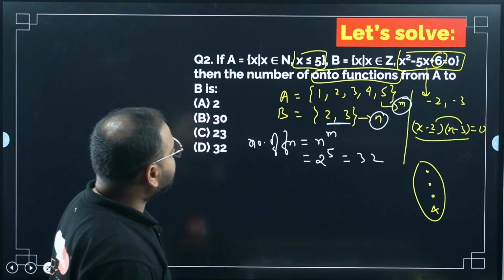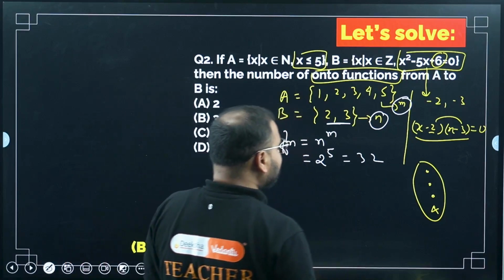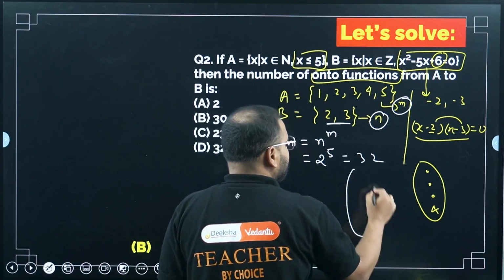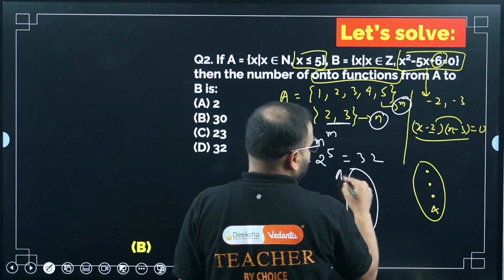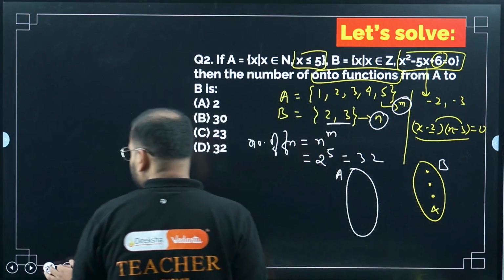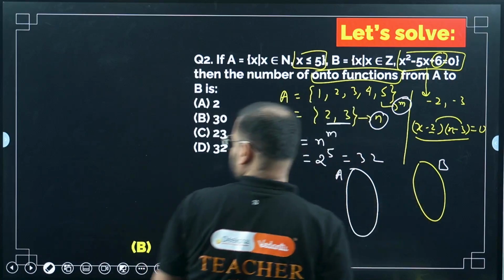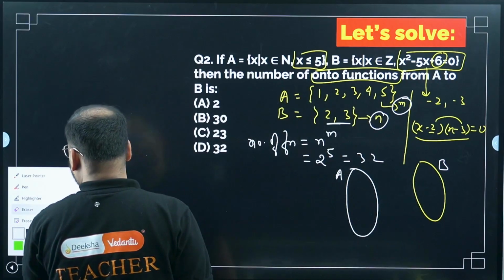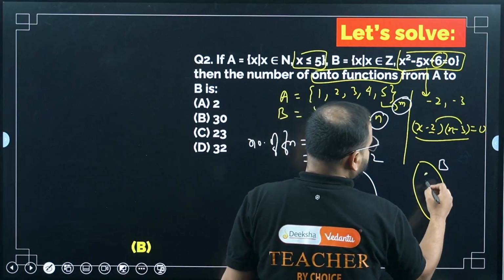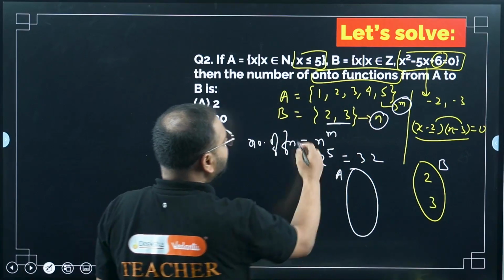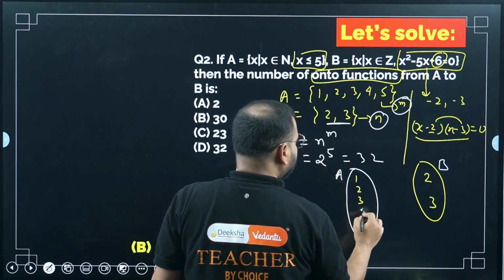But I can also have this situation now. If this is my set A and this is my set B, how many elements are there in set B? Sir, you wrote so many. No, there are only 2, right? That's 2 and 3. What about set A? 1, 2, 3, 4, 5.